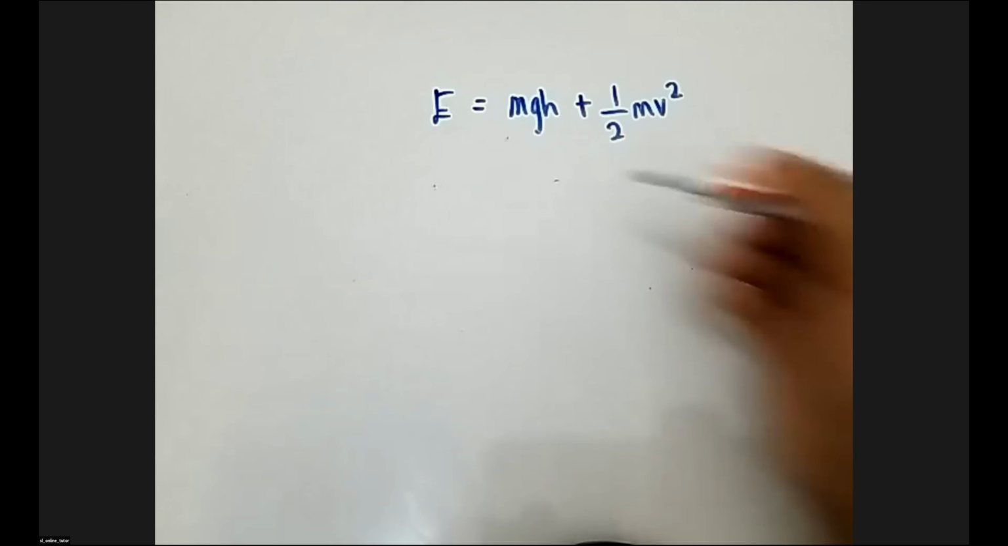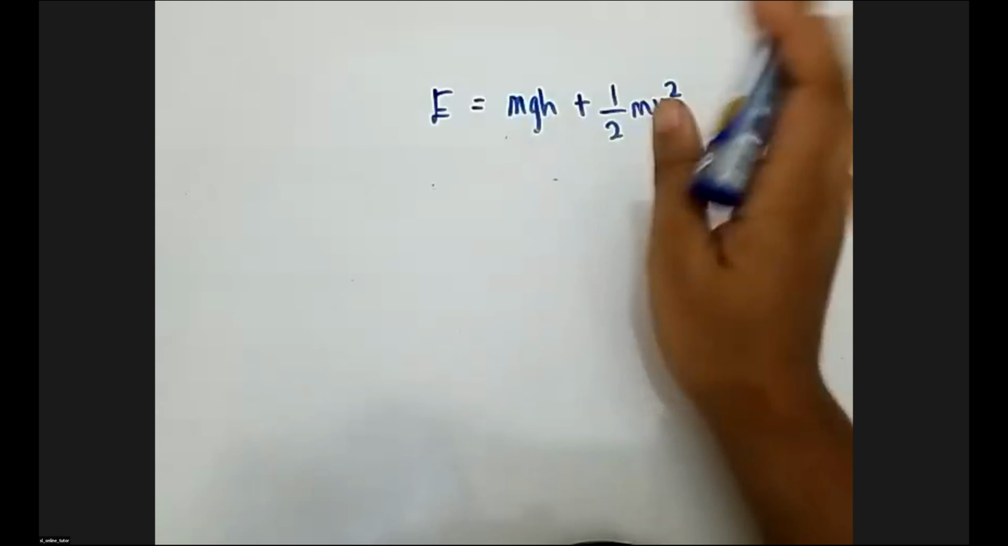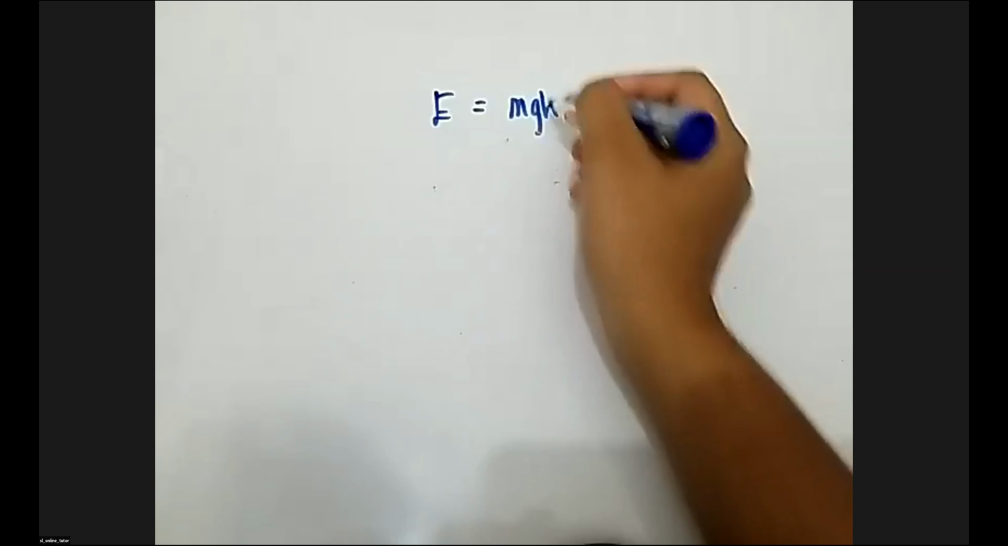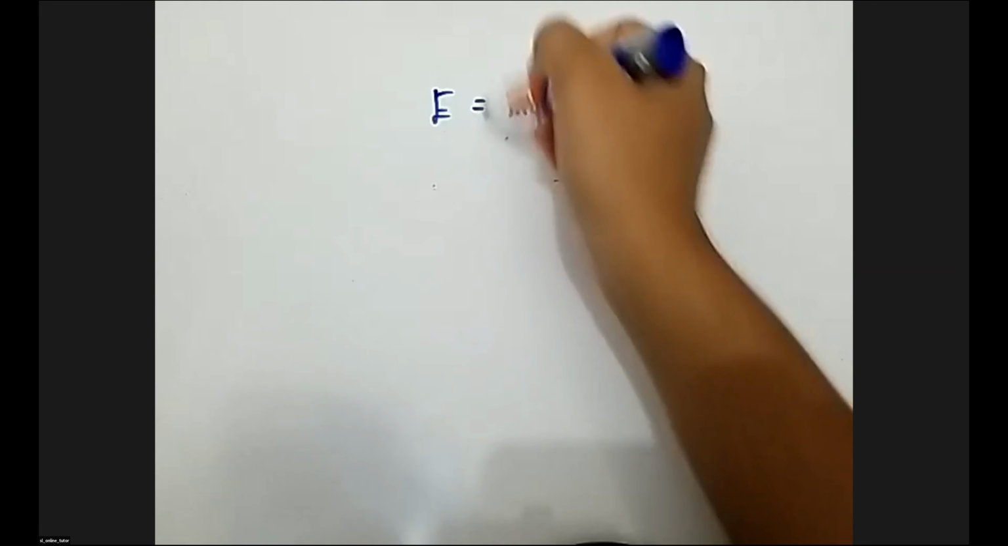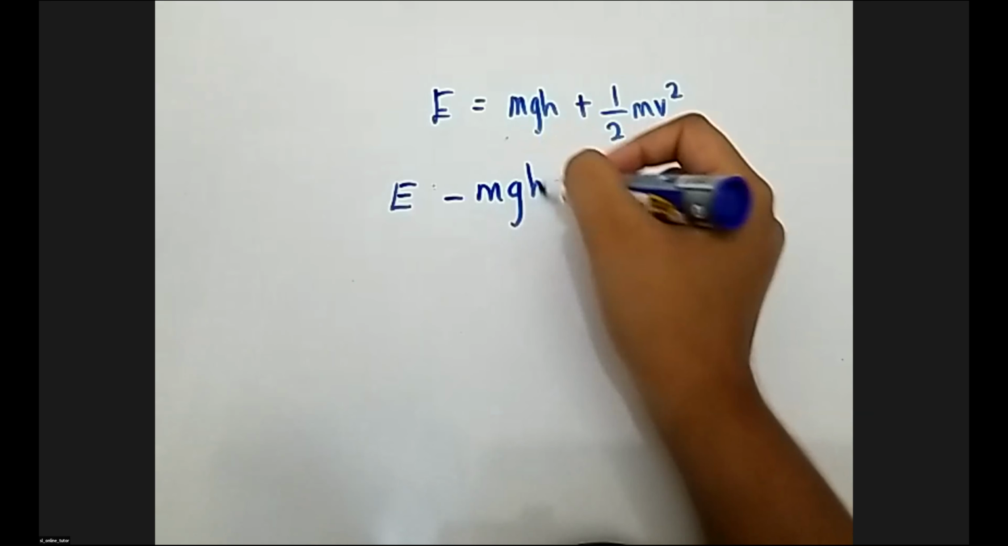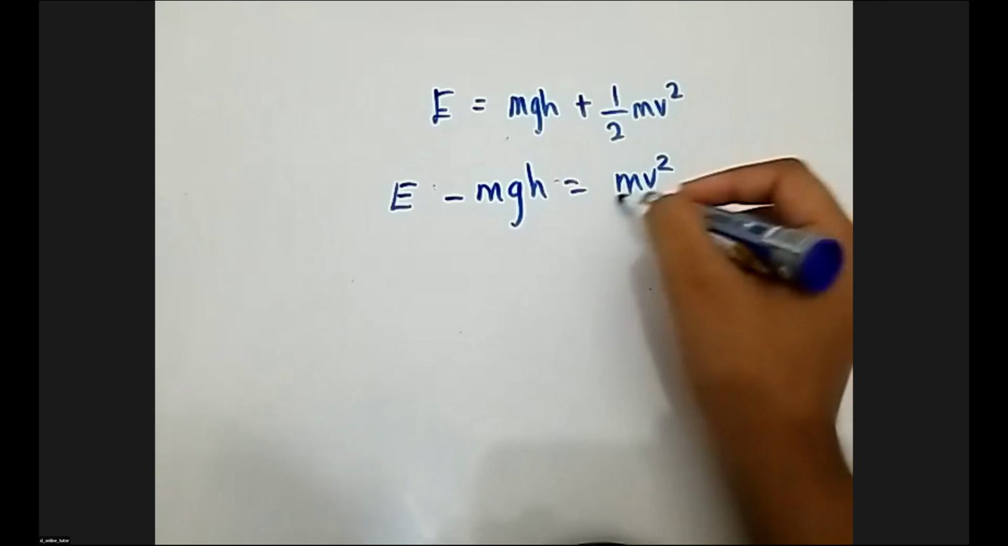Keep your pens down. I have to make m the subject. This positive term, I'm going to carry it to this side. This is a separate positive term, and this is a separate positive term. I'm going to carry it and make it negative. Now I have mv squared over 2.